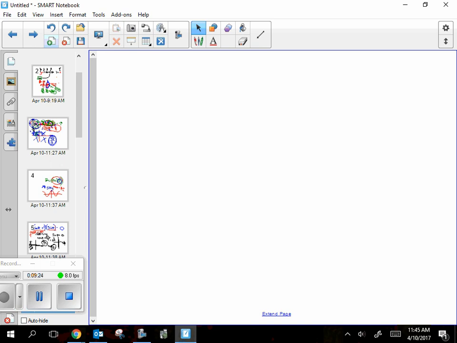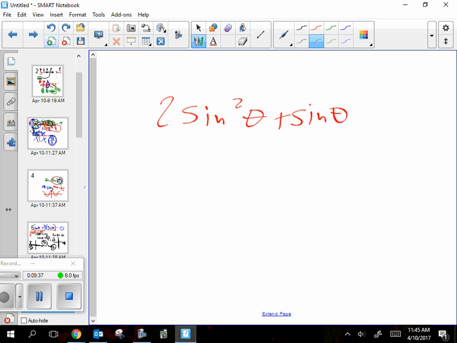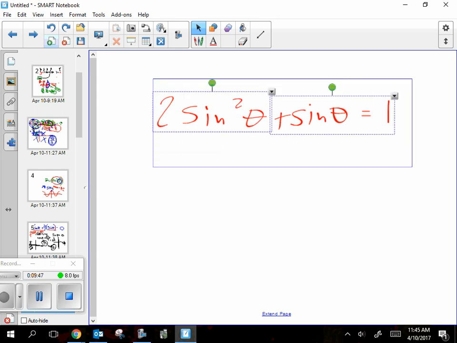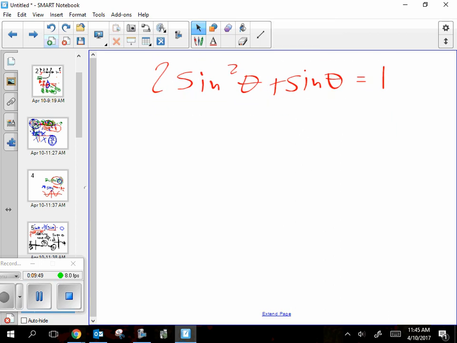So, 2 sine squared of theta plus sine of theta equals 1. You do just a little bit of work to get this thing set up, then you can factor it, and then you can get multiple answers. Why does this look different than the last one? Well, because it isn't equal to 0 yet. Start with that.